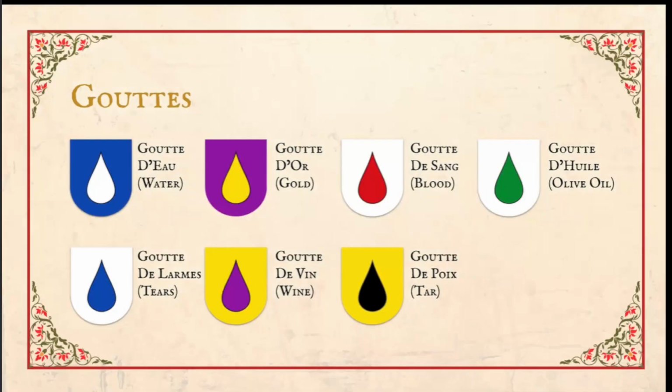We've also done something fun with the names of drops or teardrops or water drops. These are the gouttes. So again, very French. You have your goutte d'eau, which is a white or argent drop, which is supposed to represent water. Goutte d'or for gold. Goutte de sang for blood. Goutte d'huile for olive oil. Goutte de larmes for tears. Goutte de vin for wine. And goutte de pois for tar or pitch. Again, special names for things.